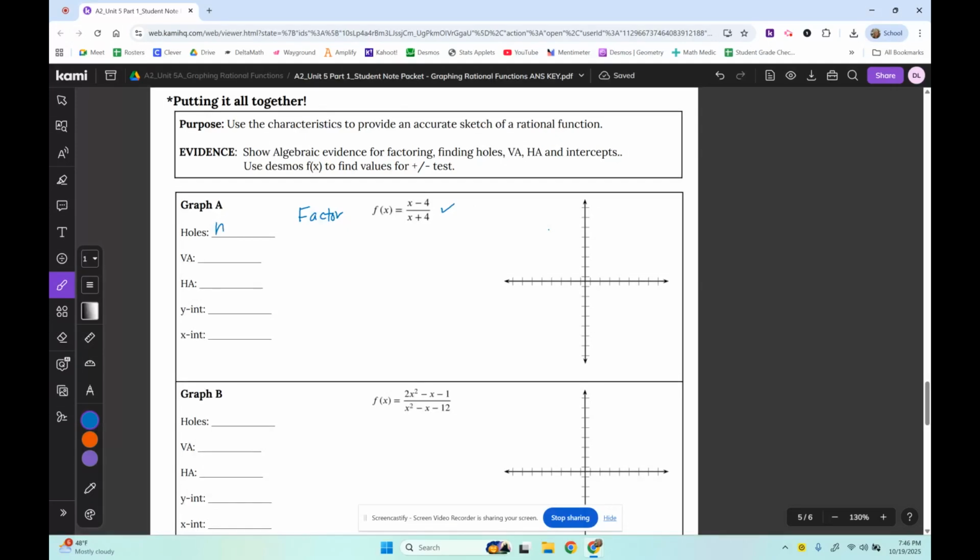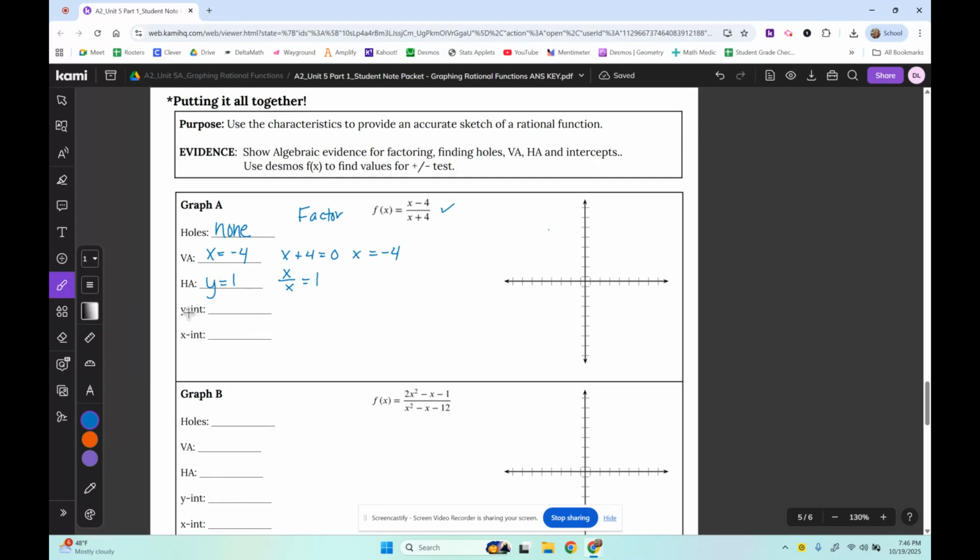Let's start with graph A. It doesn't have any holes, so we have no holes. The vertical asymptote is when the denominator equals 0, so this is when x equals -4. That's going to be our vertical line. Our horizontal asymptote is when we set our leading terms up as a fraction. That equals 1. So in this case, we have a horizontal asymptote at 1.